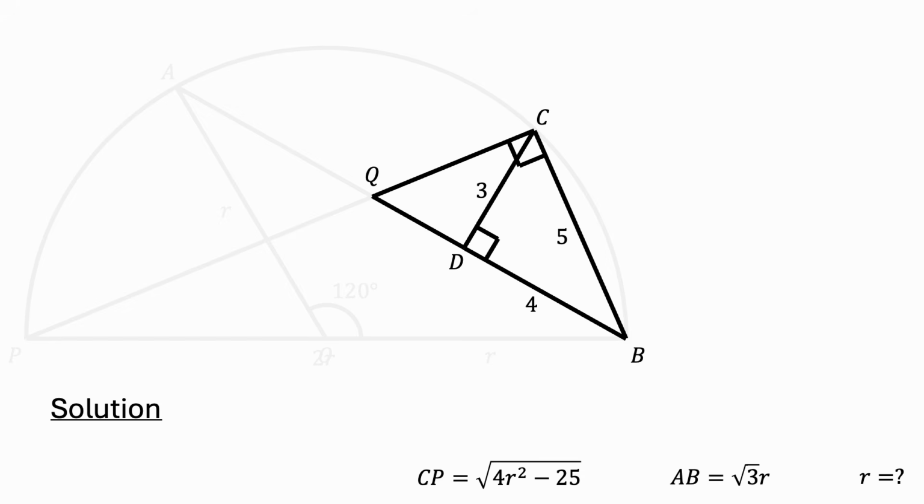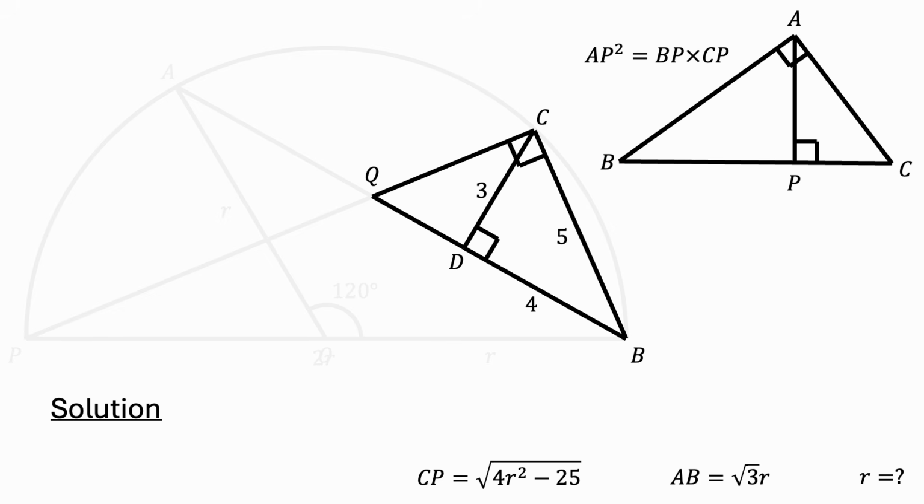Next, consider right triangle BCQ. Since angle BCQ and angle CDB are right angles, by the geometric mean theorem for altitudes, we have CD squared equals QD times BD, or 3 squared equals QD times 4. Therefore, QD equals 9 over 4.